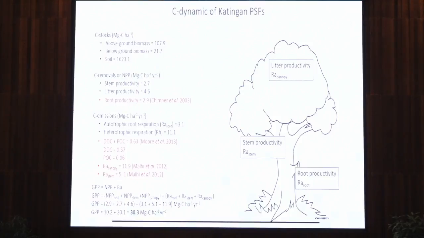This number is quite similar to the eddy covariance method that has been done by Hirano et al., which is also around 30. So the bottom-up and top-down methods are not really different.